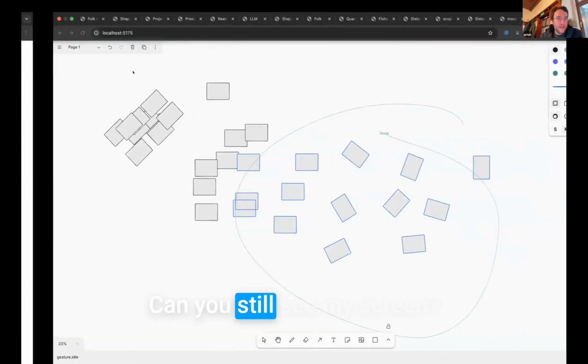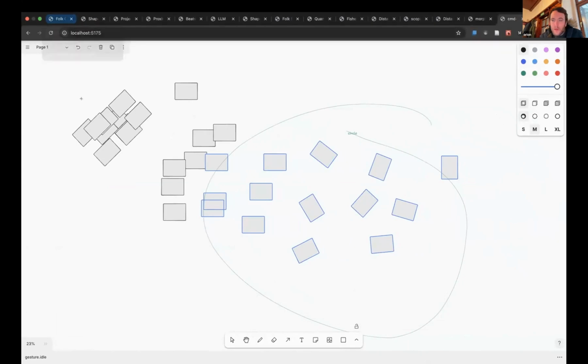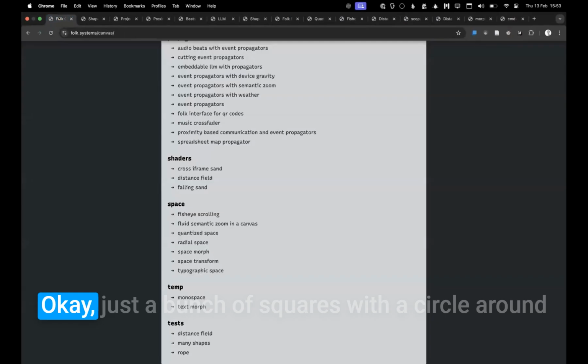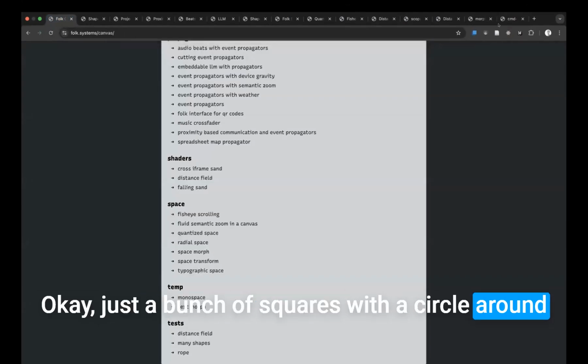Let me see. Can you still see my screen? Yep. Okay. Just a bunch of squares with a circle around it.